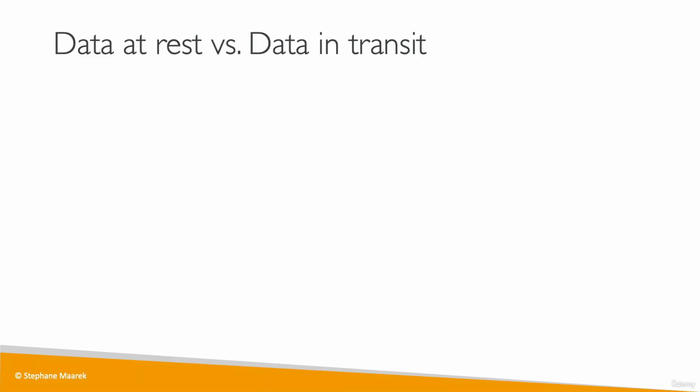Okay, so now let's talk about encryption. We've seen encryption a little bit in this course, but now let's try to formalize what it means. There are two types of encryption happening within AWS. You have encryption at rest and encryption in transit.